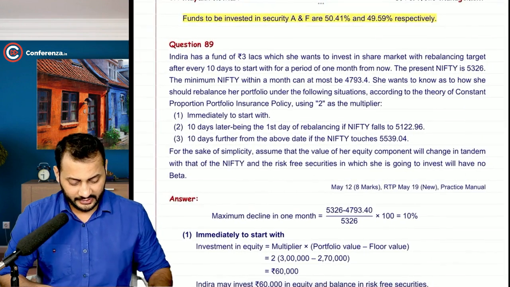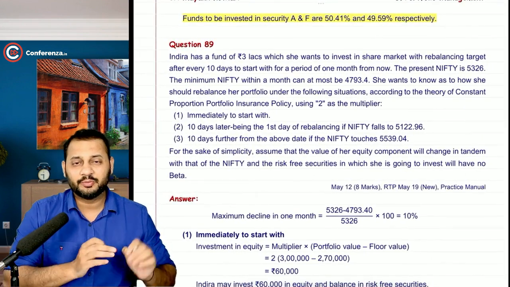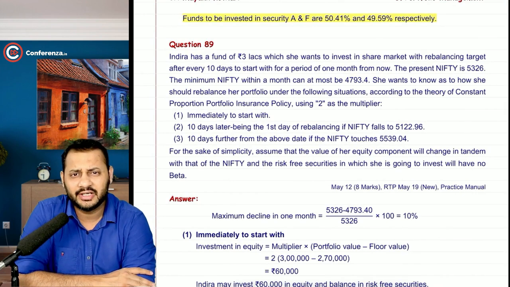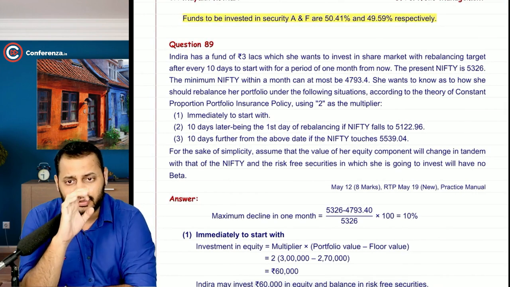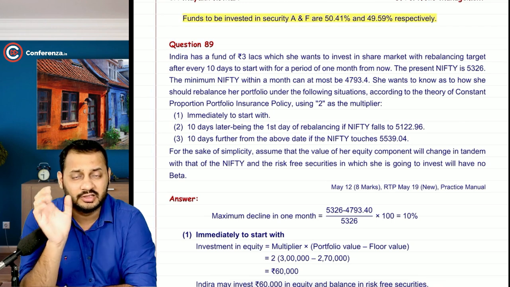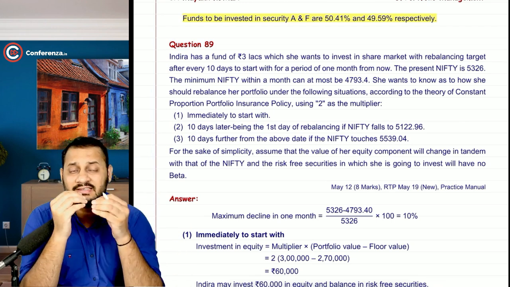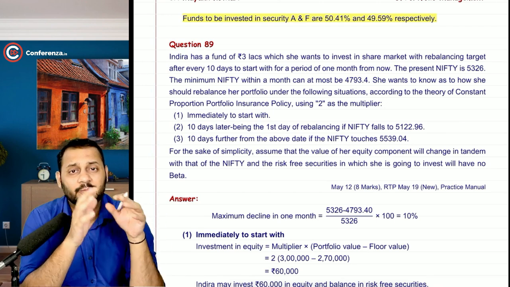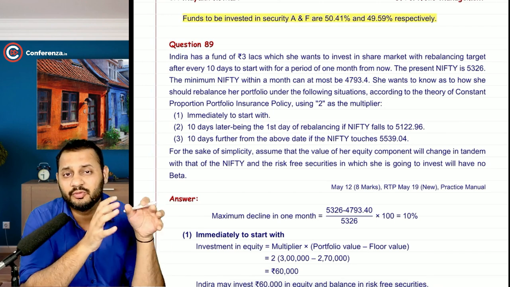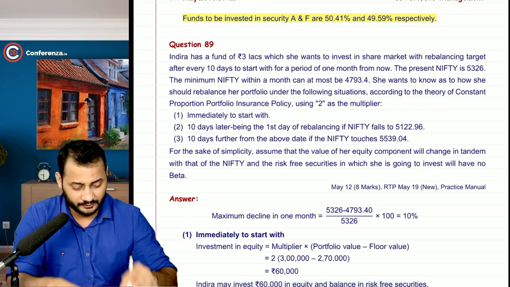Let's come to the question number 89. This is based on the constant proportion portfolio insurance policy. We are going to read it and we are going to then solve it. Now in this question, if you have read it, the question says that a person named Indira has 3 lakhs rupees and she wants to invest that in the market with the constant proportion portfolio insurance policy. Let's have a look.